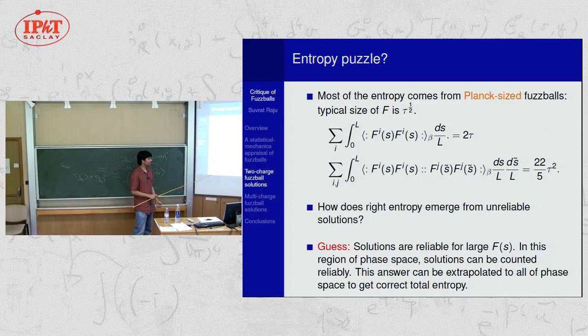But in fact, I would think that there's another reason, and I think this may be one reason why I would suspect the program of counting entropy using fuzzballs might be more successful than the program of describing physics in the interior, which is the fact that there are clearly some regions of phase space in which you can count solutions reliably. Now, it may happen that for supersymmetric solutions, you can just extrapolate your answer from the regions of phase space where you can count reliably to regions of phase space you can't.